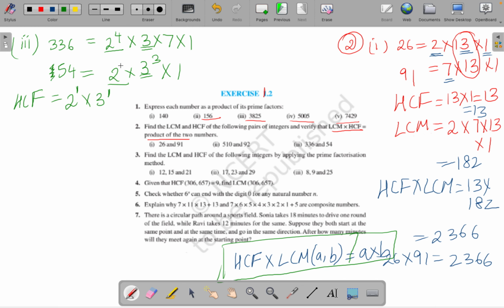Here, one has 2 to the power 1, the other has 2 to the power 4, but what is common, son, is the least one. So that is why 2 to the power 1 is common. Similarly, 3 is common in both, but here it is 3 to the power 1. Again, what is common is 3 to the power 1. So that means HCF is 6. Let's talk about LCM.